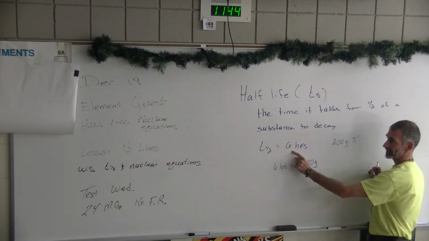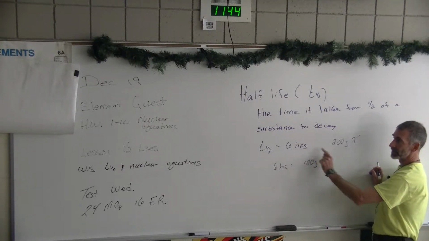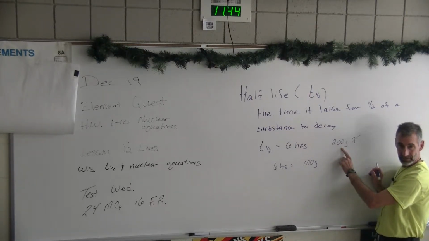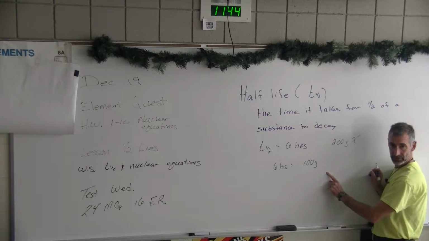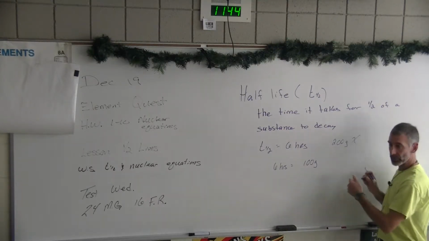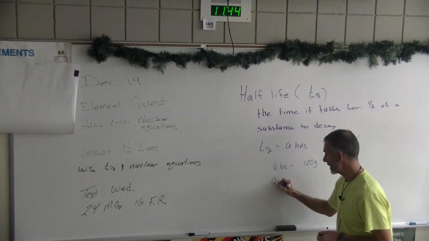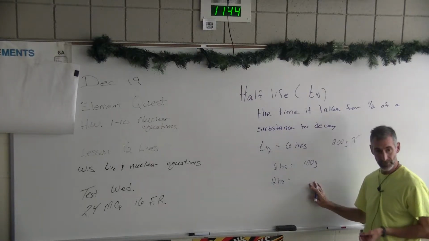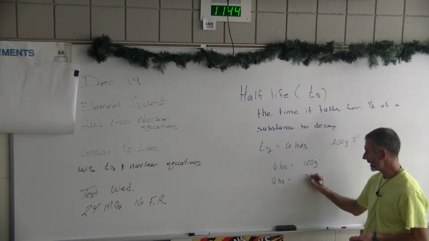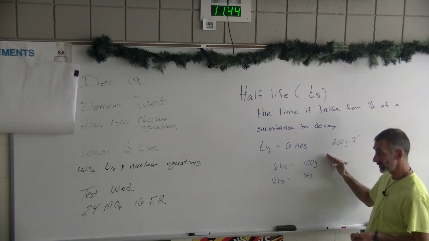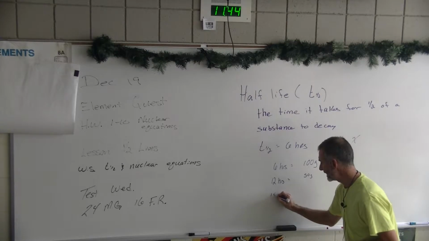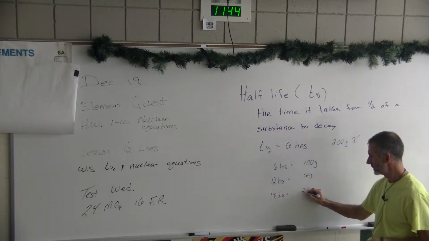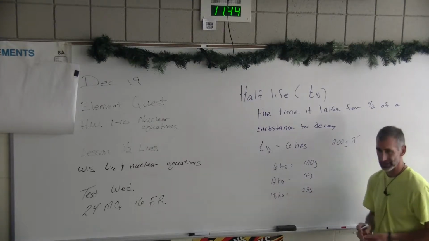Okay, so the half-life is the time it takes for half the substance to decay. So after 6 hours, half of the substance has broken down, and so now we get 100 grams. If we go through another 6 hours, so now we have a total of 12 hours, how much mass do we have from our sample? 50 grams. Okay, and then you keep doing that, all right? 18 hours, we would have 25 grams. Okay, get the concept?